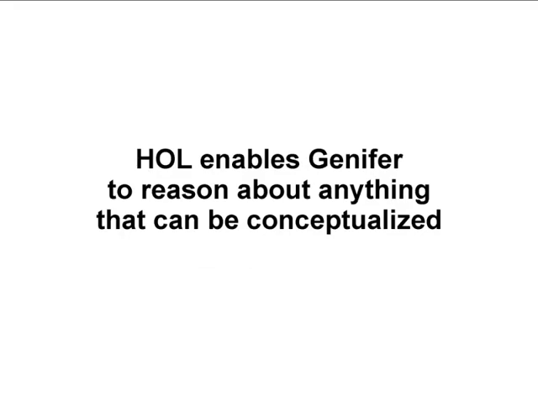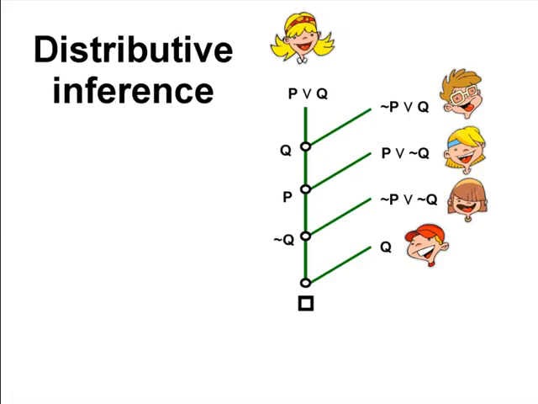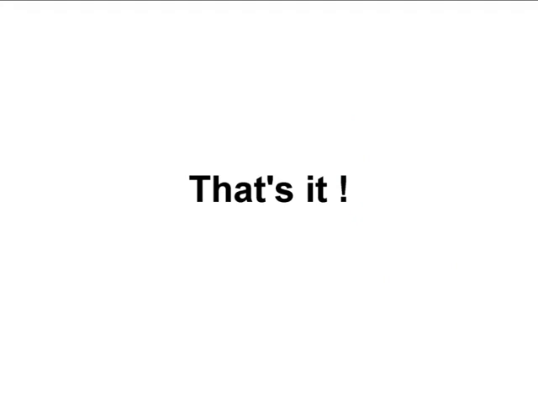As you can imagine, higher-order logic gives us the power to express highly abstract rules. And this gives Genifer the power to reason about anything that can be conceptualized. Even better, inference can be performed distributively over the internet. And that's it. I hope this gives a general idea of Genifer. More videos will be made to explain the details.